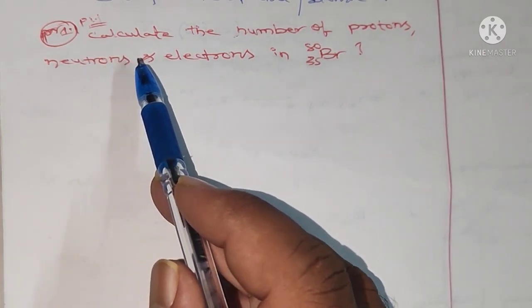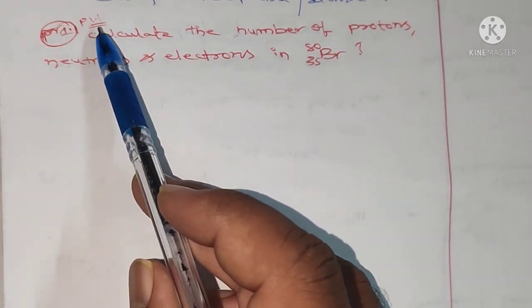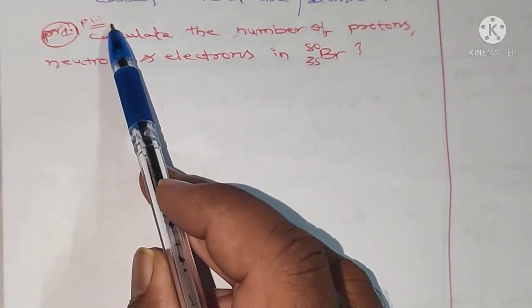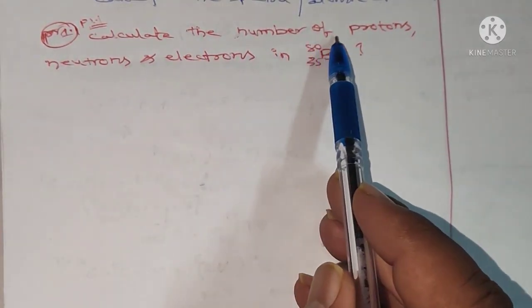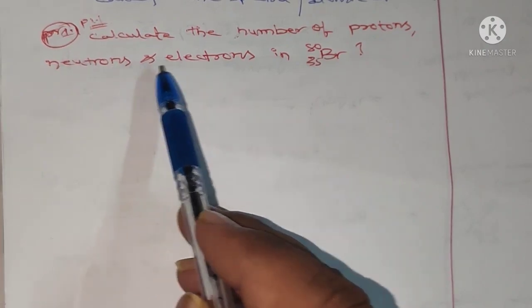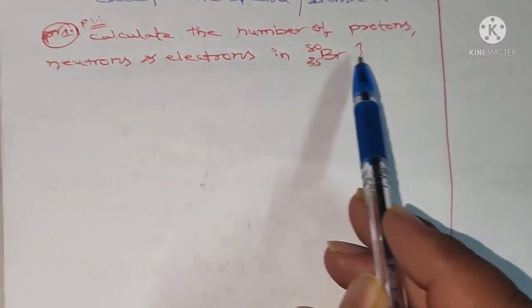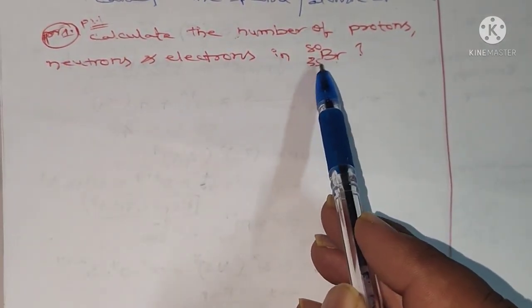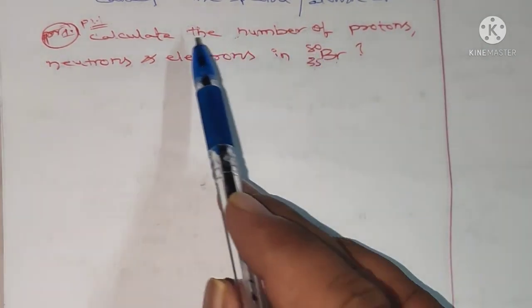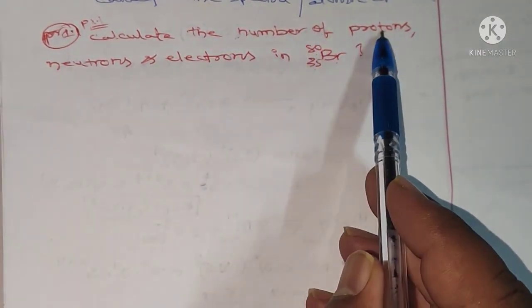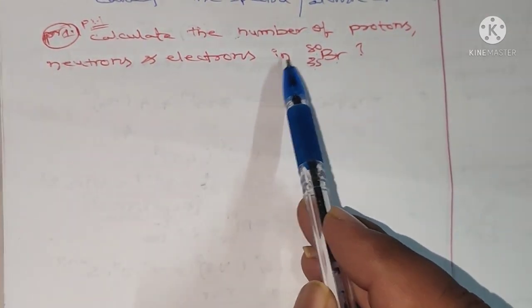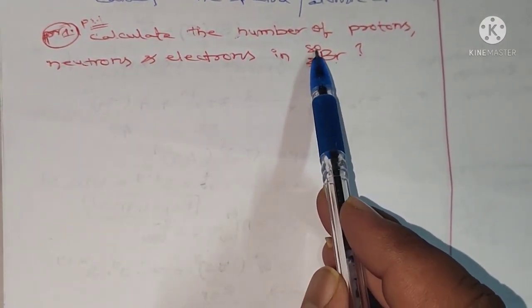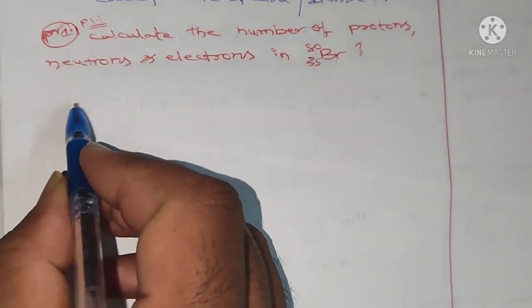Now let us solve some problems. The problem number 1.1 in the textbook. Calculate the number of protons, neutrons and electrons in bromine 35, 80. Let us solve this problem.